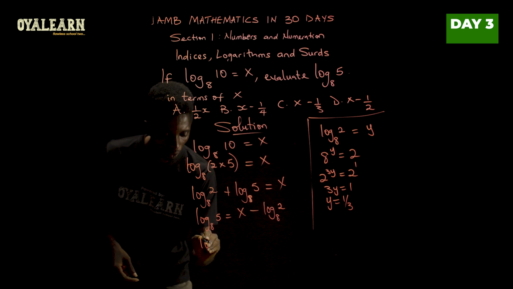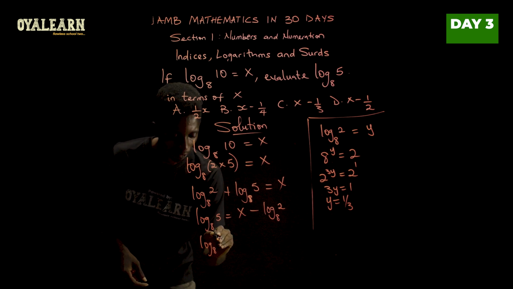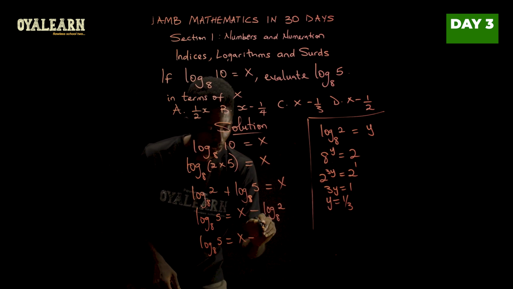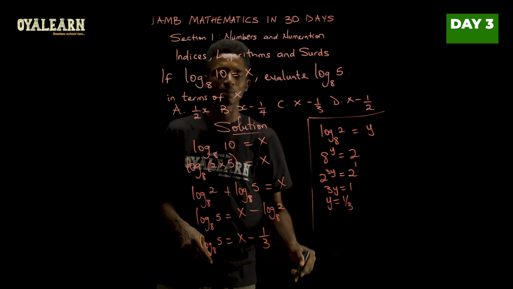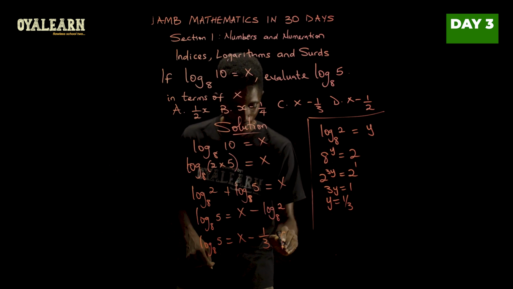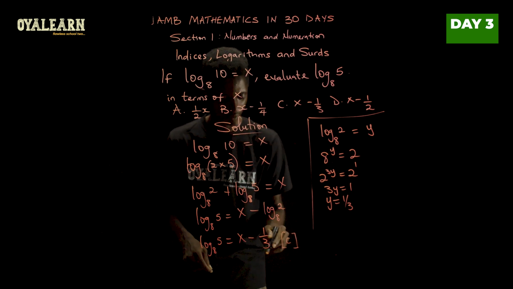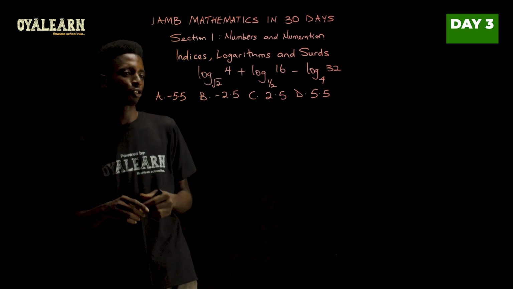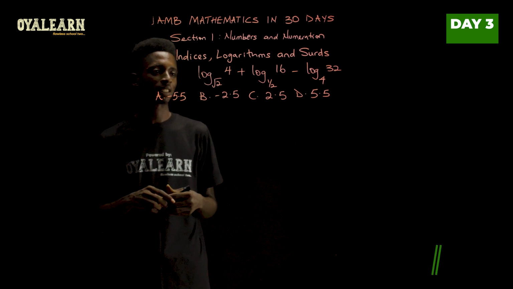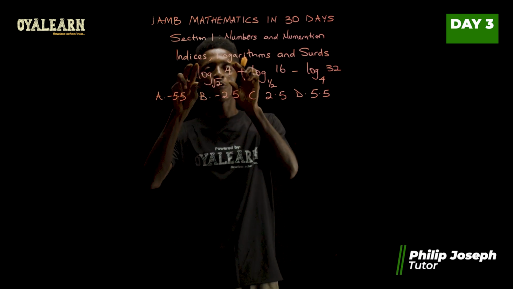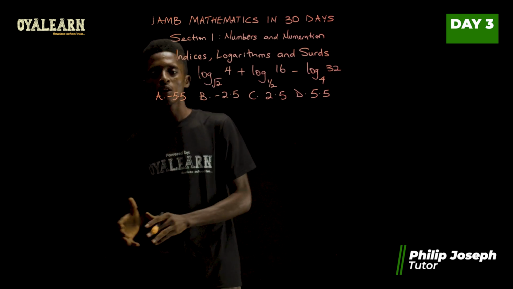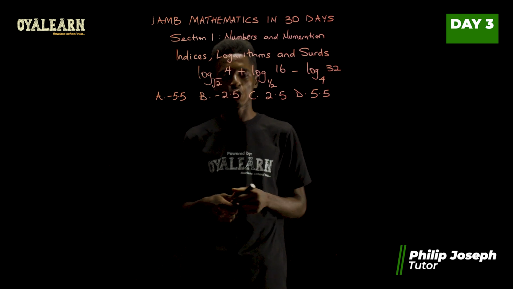So therefore, log base 8 of 5 would then be x minus this, which is 1 over 3. So x minus 1 over 3. The correct option is C. To solve a question in logarithm where each of the individual logs has a different base like this, you have to first solve for each of them by working on the relationship between indices and logarithm.